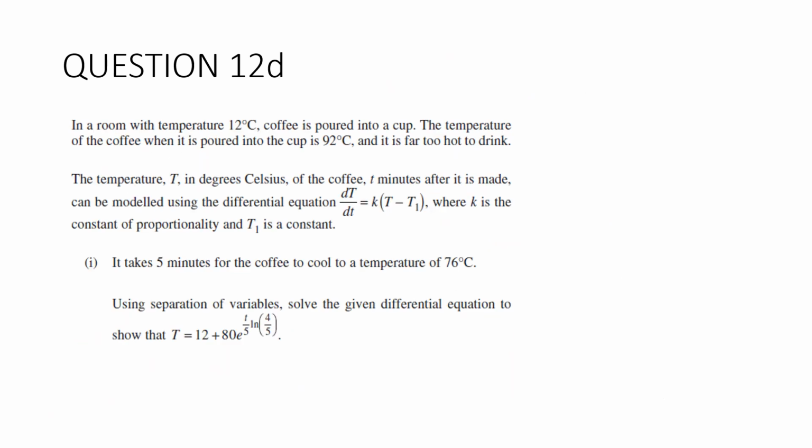12d. In a room with temperature 12 degrees, so that's our ambient temperature, coffee is poured into a cup. The temperature of the coffee when it is poured at time 0 is 92 degrees. The temperature capital T in degrees Celsius of the coffee t minutes after it's made can be modelled by using this differential equation. k is the constant of proportionality, T1 is a constant, it's actually the ambient temperature. So we know that T1 is going to be equal to 12.